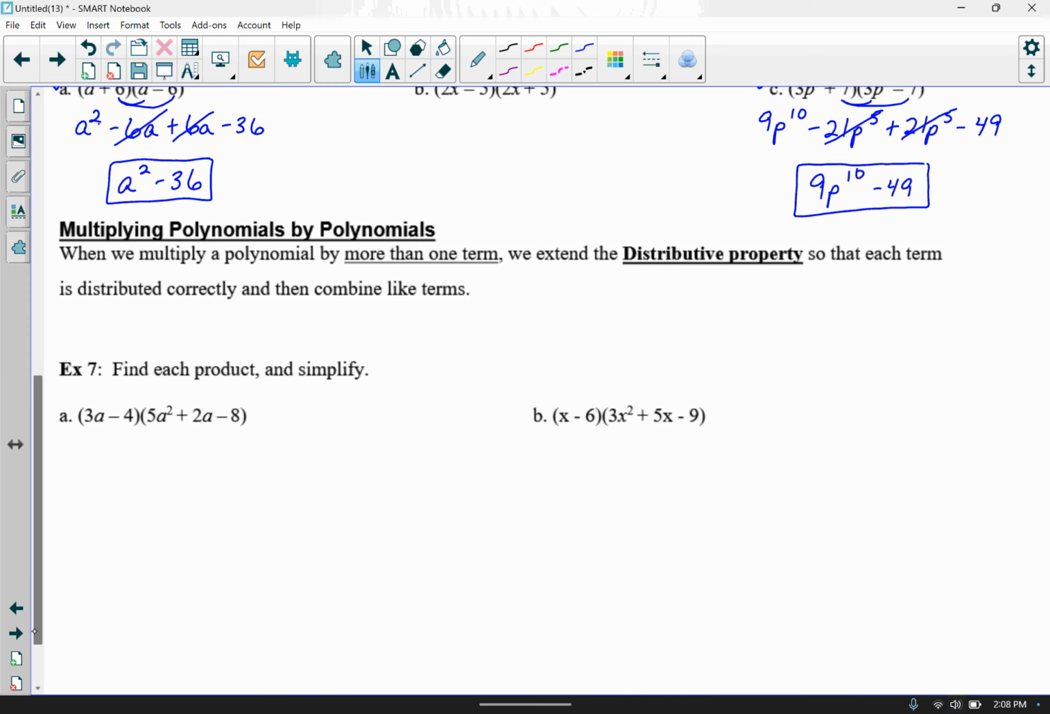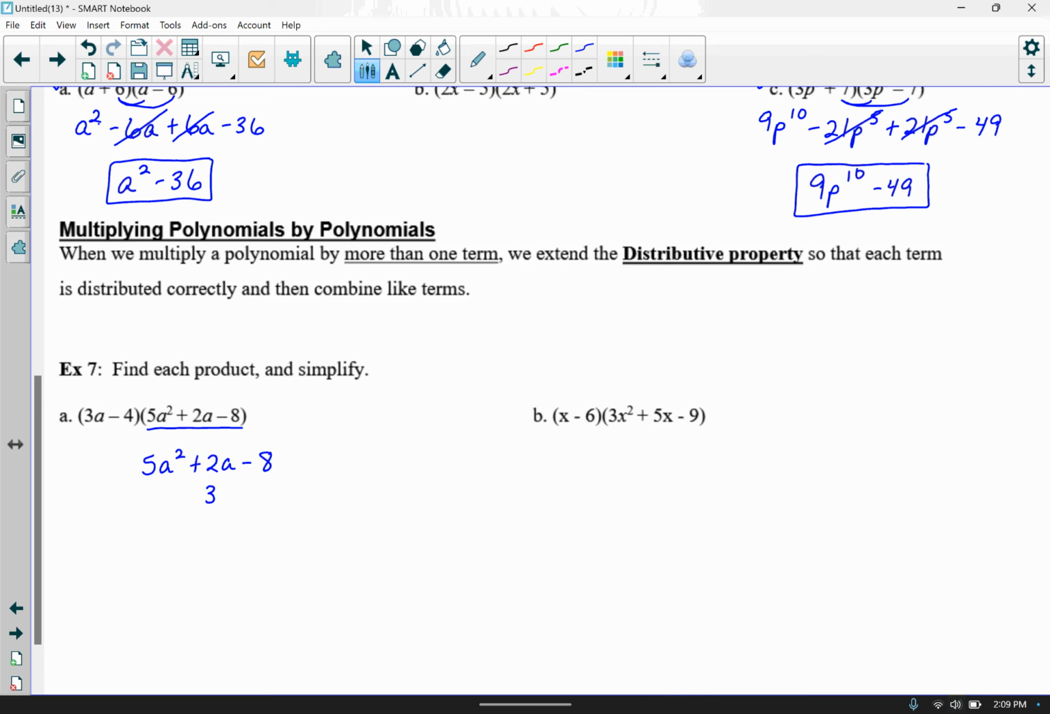All right, so let's talk about multiplying a polynomial by more than one term. There's several different ways that you can do problems like example 7. You can go through and multiply everything times 3a and then multiply everything times negative 4 and then combine your like terms. I like to go back and utilize the technique of old school long multiplication, because by doing it that way, your like terms will end up lined up underneath one another in most cases, and it just makes combining like terms that much easier. So here's what I mean by that. I always put the bigger polynomial up top. So the 5a squared plus 2a minus 8 has 3 terms. So I'm going to put that one up top.